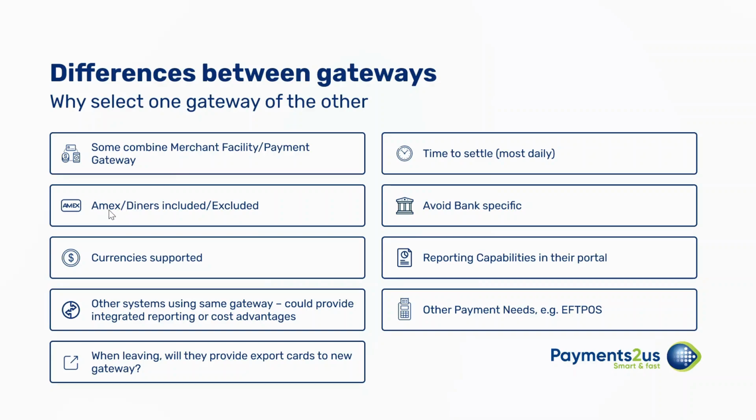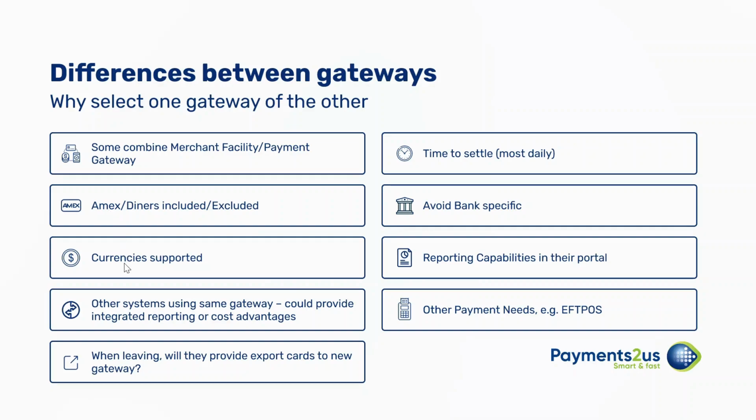Some also include Amex with them. So you just say I'd like to have American Express and Diners added. Some of them you have to actually go to Amex and get another account or merchant facility set up with them as well. So there's an extra setup.